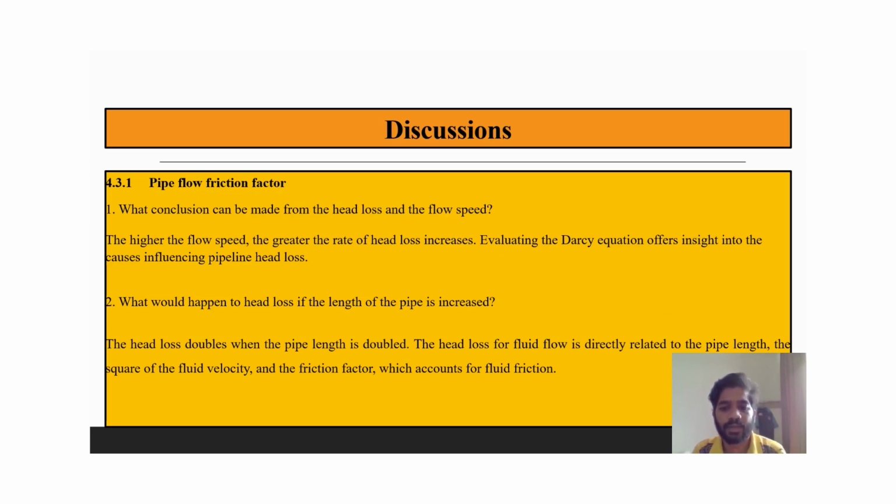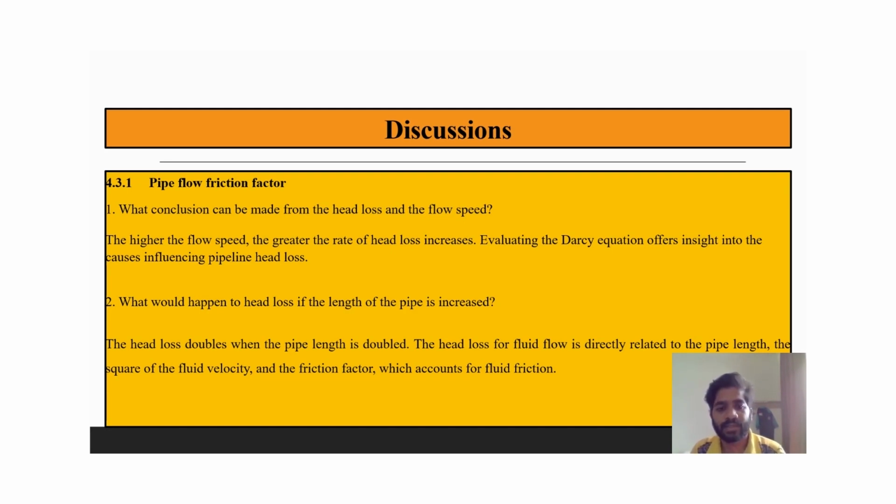Okay, now let us refer to the discussion part. Starting from the pipe flow friction factor. The first question is what conclusion can be made from the head loss at the flow speed. I would say that the higher the flow speed, the greater the rate of the loss will increase. Evaluating the Darcy equation, it offers the causes influencing pipeline head losses.